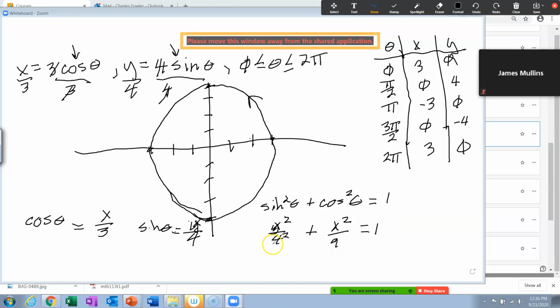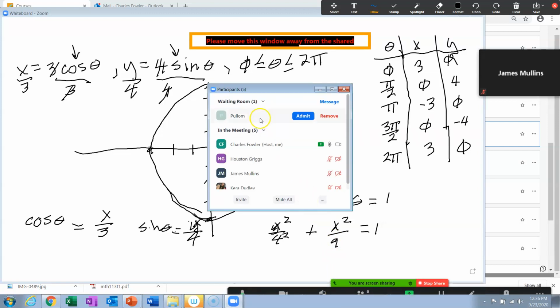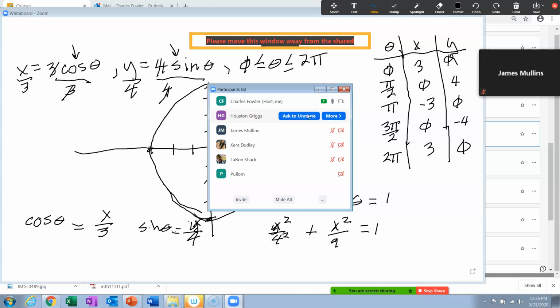So here's a 16. Oh, here's somebody else coming in. I can't see who it is. Oh, Jemanuel. Good deal. Let's admit Jemanuel. And now we're up to 5 students. Yes. So we broke the halfway point.